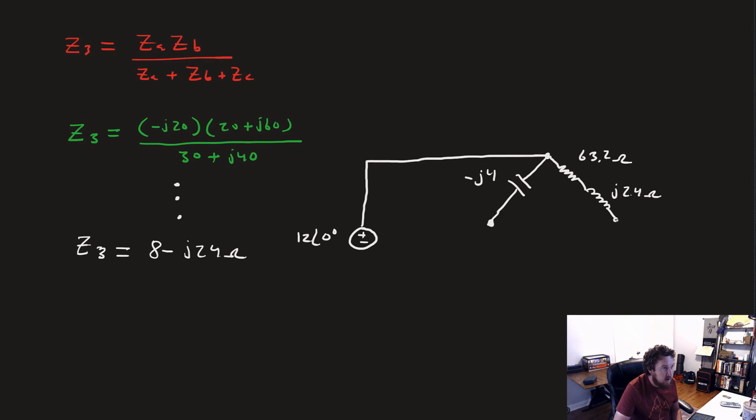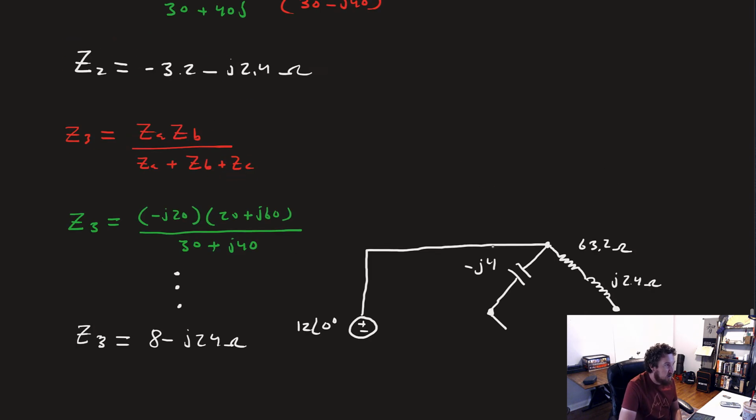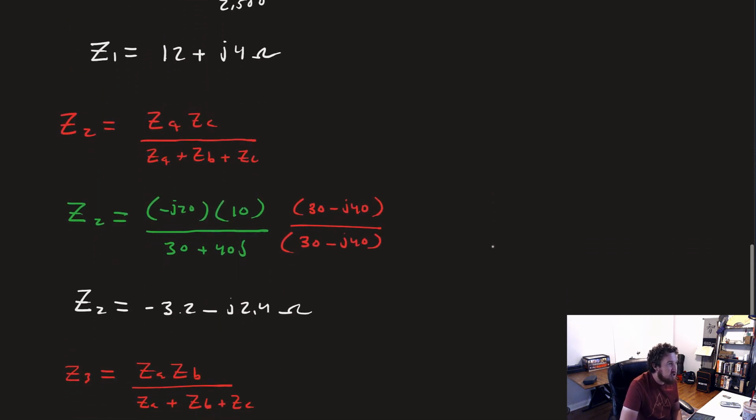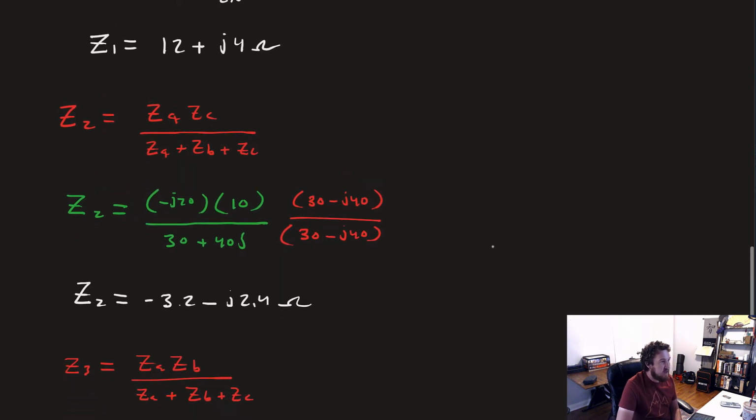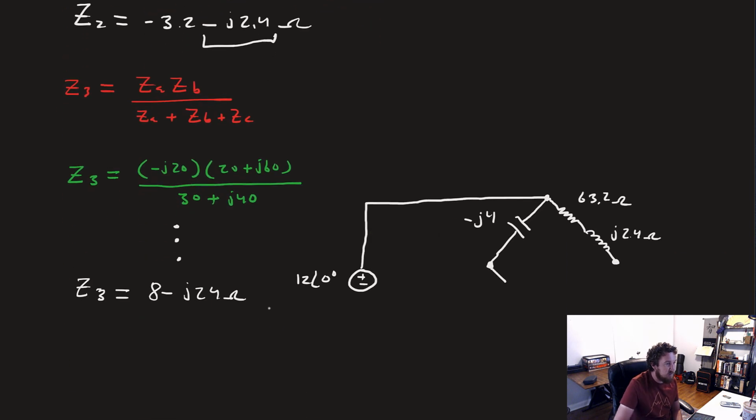But now we've added our new topology. So our Z1, if we scroll up here, was 12 plus J4. So what we'll do, as kind of a shorthand, is the real component will be a resistor. The complex one, if it's positive, will be an inductor. And the complex one, if it's negative, will be a capacitor. So if we want to draw this properly, it'll be like this. A resistor to an inductor, and that's 12 and J4 ohms.